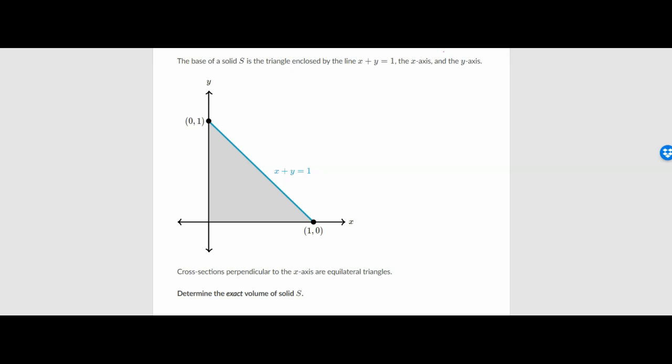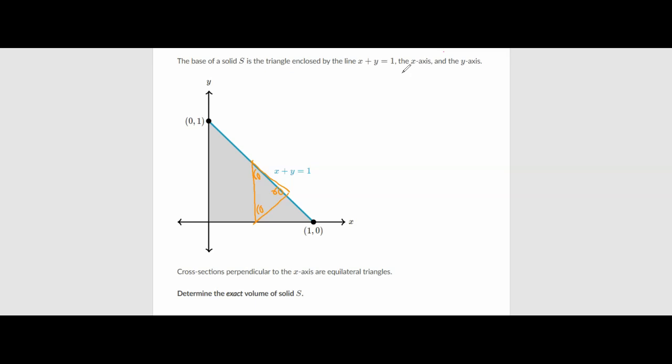So we are going to have to work out this integral by hand. We're not going to use a calculator. But more importantly than working it out is going to be the setup here. So our cross sections are perpendicular to the x-axis. So the base is going to be something that looks like this, and I'm not going to draw the whole thing, but it would be something like this, where all of these angles are 60 degrees.